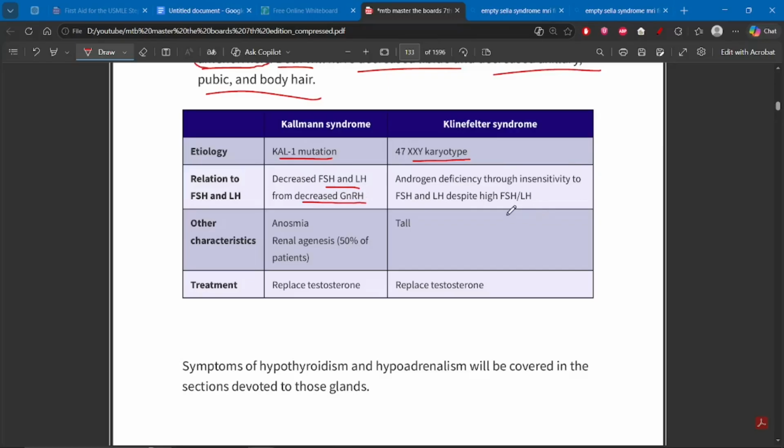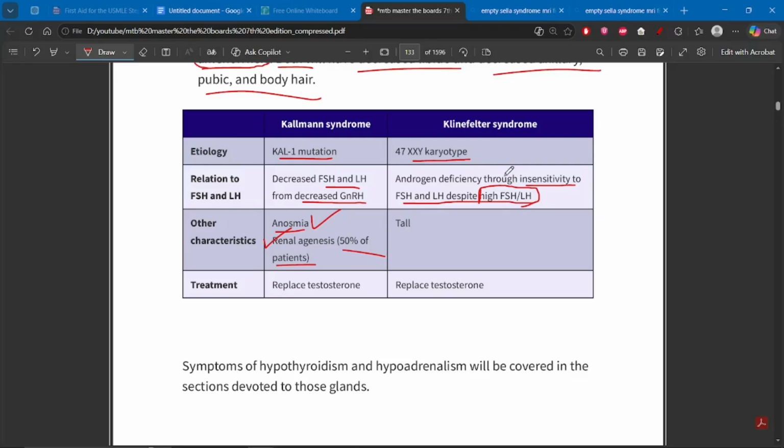In Klinefelter syndrome, there is androgen deficiency through insensitivity to FSH and LH. Of course the androgens will not get produced, and this would lead to high FSH and LH levels in the blood because there is a lack of feedback inhibition. Kallmann syndrome is classically associated with anosmia and renal agenesis, which is also important. People tend to remember the anosmia part, but the renal agenesis is also important because it is in half of the patients.